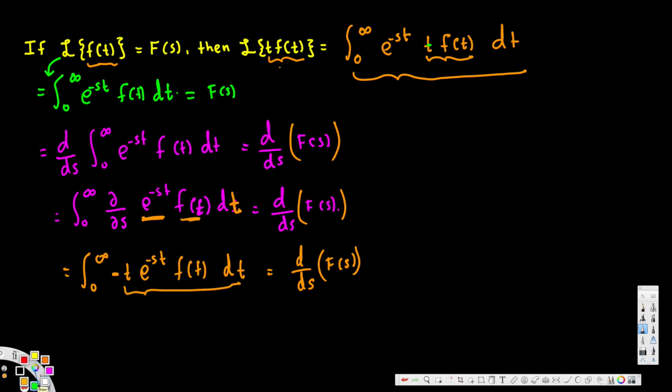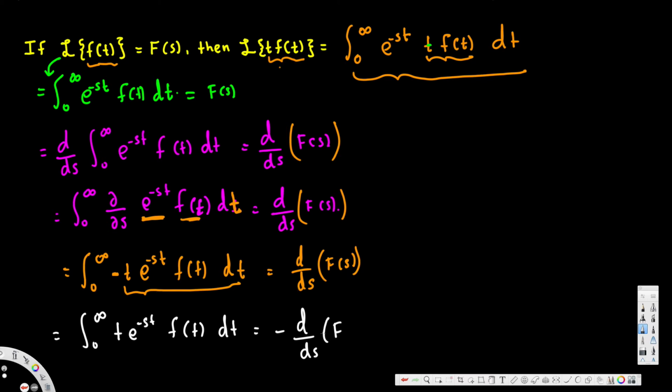So if we divide both sides by -1, this is going to become integral from 0 to infinity of t e power negative st f of t dt, and that's going to be equivalent to negative d by ds, because I divided both sides by -1, so this negative cancels, and on the other side we will have a negative. So this is going to become negative d by ds F of s, and that's it. That's the Laplace transform of t f of t.